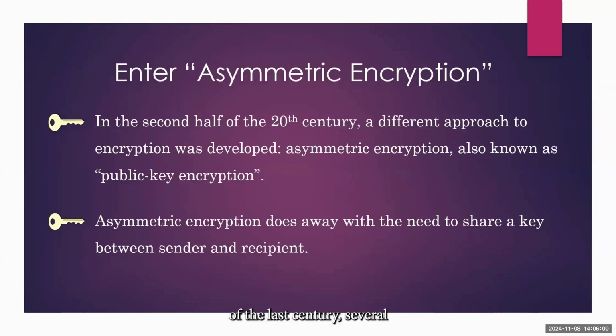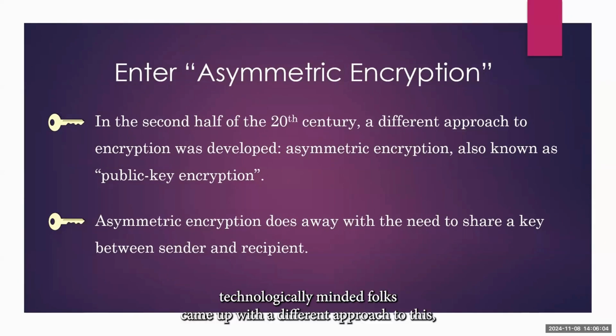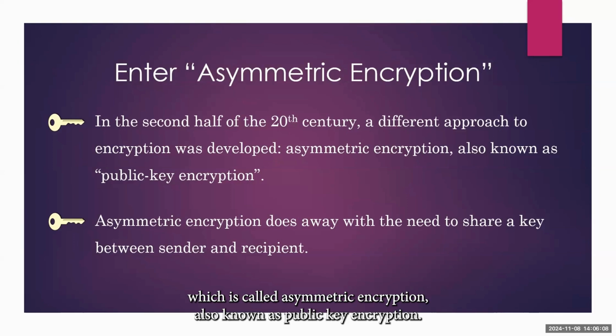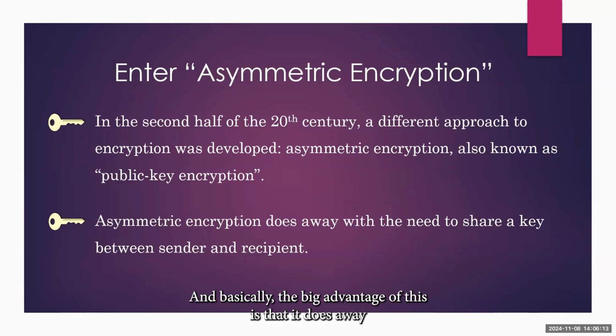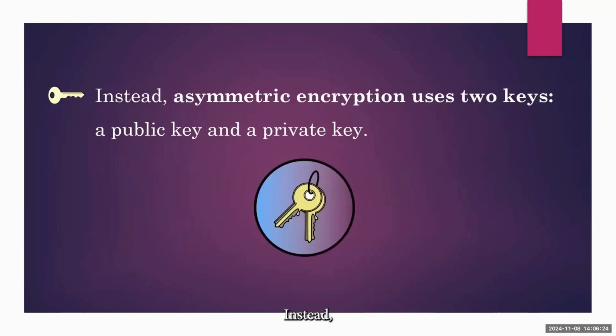So in the second half of the last century, several technologically minded folks came up with a different approach to this, which is called asymmetric encryption, also known as public key encryption. And basically, the big advantage of this is that it does away with any need for the sender and the recipient to share a key. Instead, asymmetric encryption uses 2 keys. There's a public key and a private key.